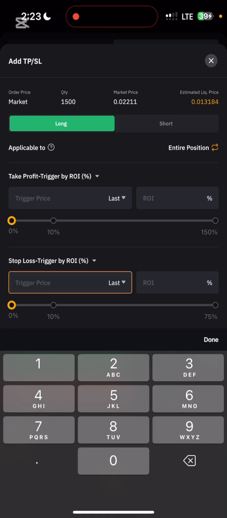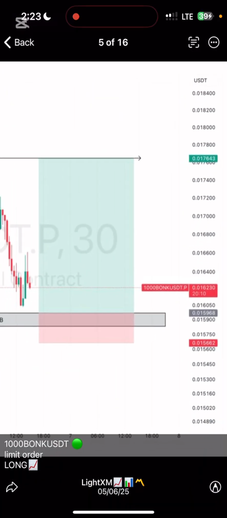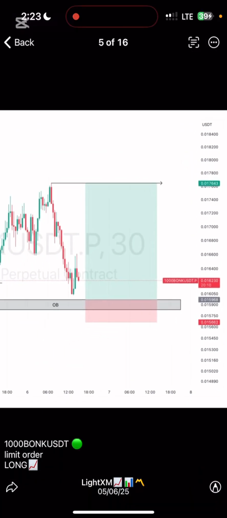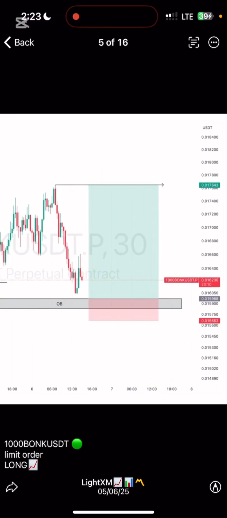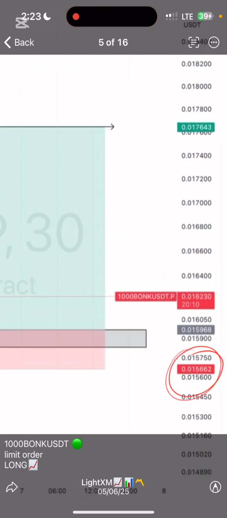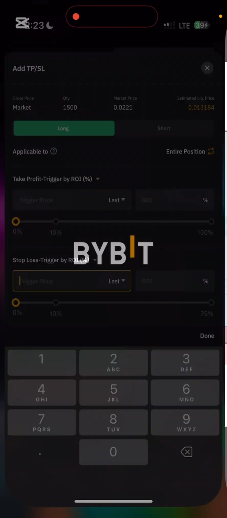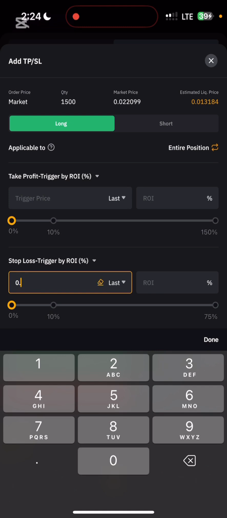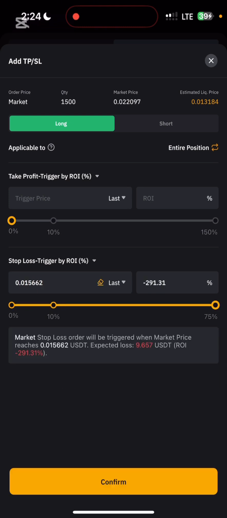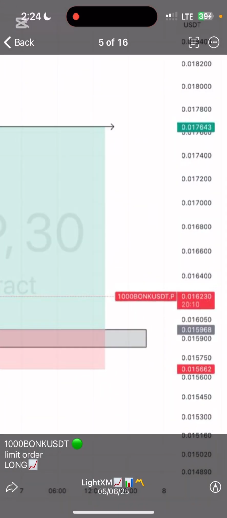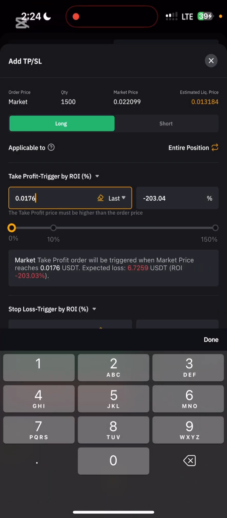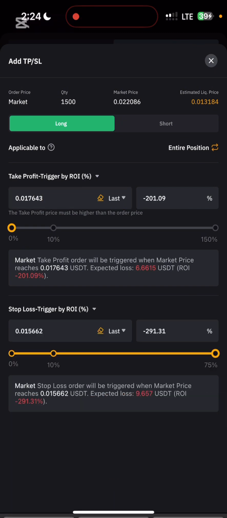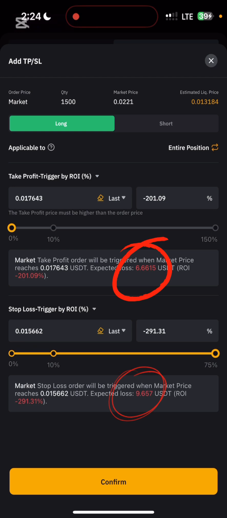For my stop loss, let me use this signal. I don't know if the price has gone beyond this signal because I gave it some days back, but let's just try. The stop loss here is 0.0015662. As you can see, I'm going to be losing $9. The take profit is 0.017643. You understand? As you can see, the price is already above that signal I gave.